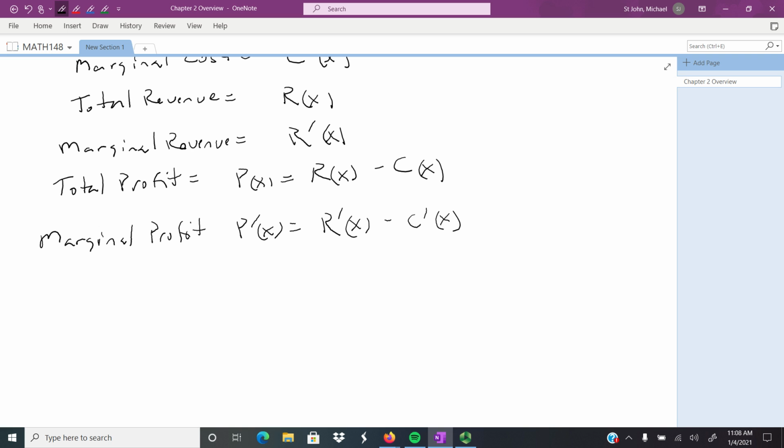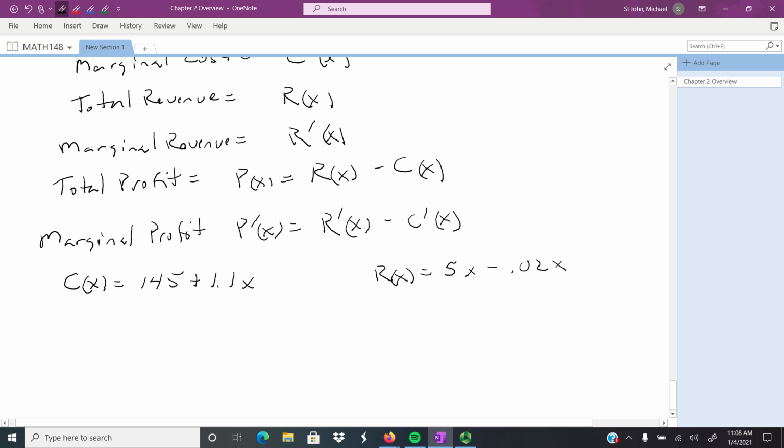So we got those. So let's do a little example dealing with this. If I say that the cost function is given by 145 plus 1.1x, and the revenue function is given by 5x minus 0.02x squared. Well, the derivative here is going to be 1.1, and my derivative over here would be 5 minus 0.04x.